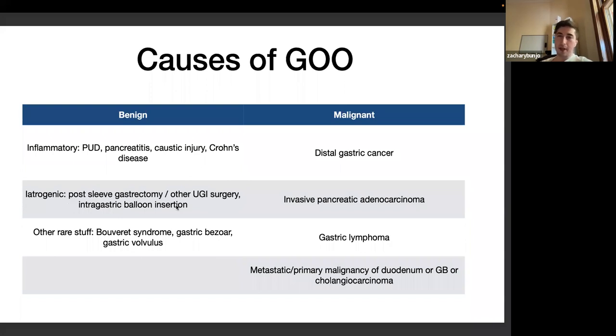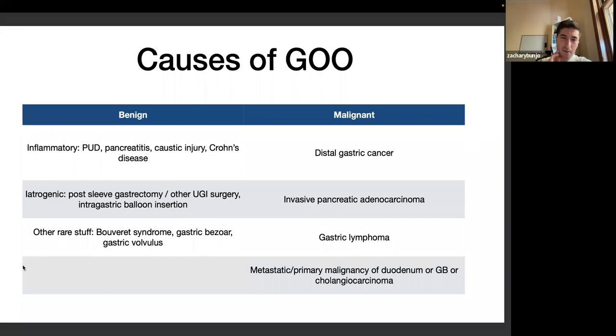Post any recent operation, but it's going to be pretty clear cut if they're having a complication related to a surgery. That'll be evident in the history. Pretty uncommonly these days, intragastric balloons are sometimes used as a weight loss measure to increase satiety. So if that migrates distally, then that can cause outlet obstruction.